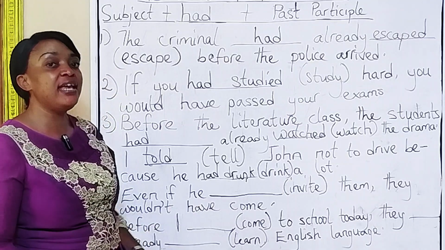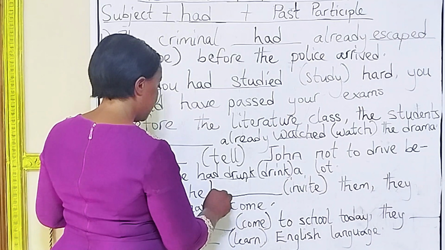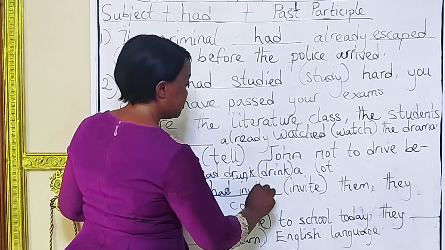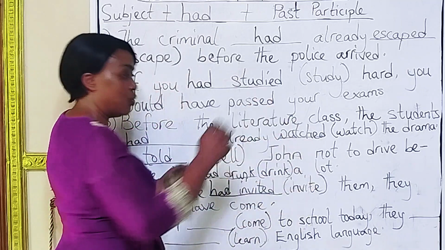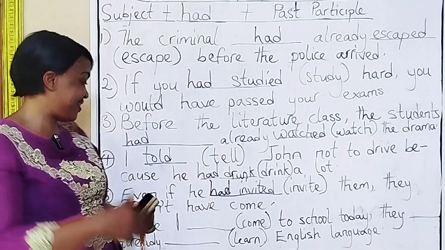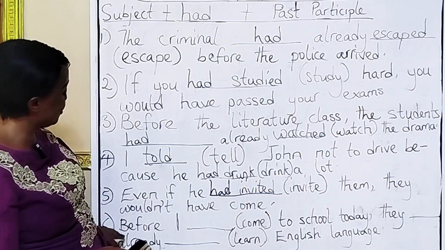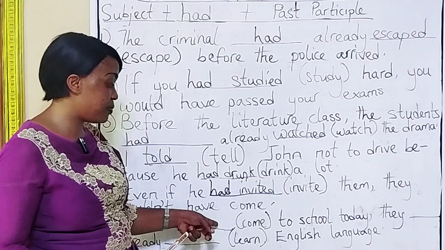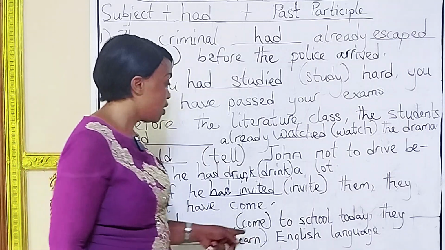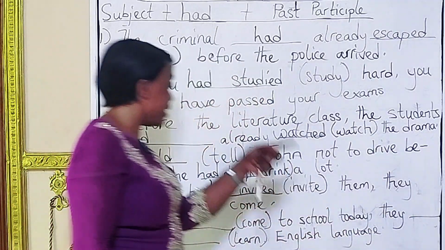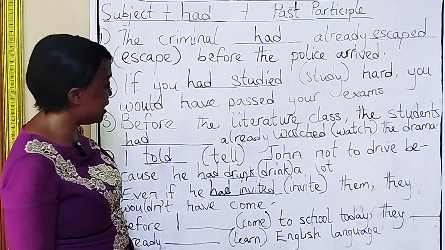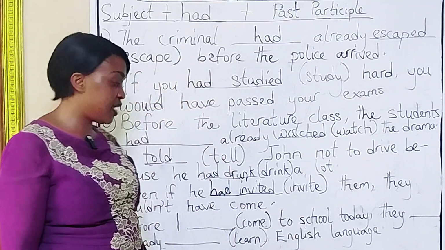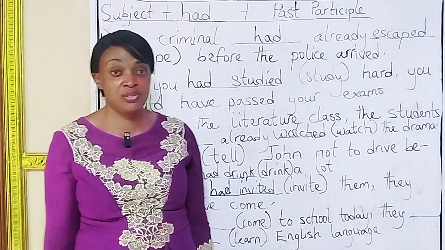Number 5, a conditional statement. Even if, a gap, invite them, they wouldn't have come. Even if he had invited them, they wouldn't have come. Correct. All right. Now let's look at the last one. Before I, there is a gap, and in bracket you have come to school today. They, another gap, already learn English language. What do you think should be the answer?